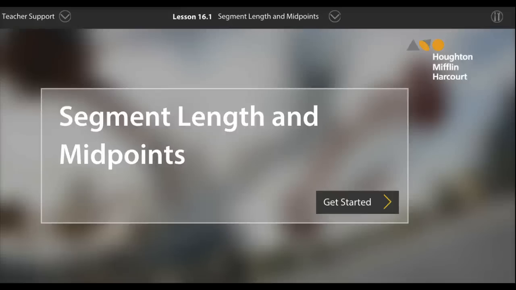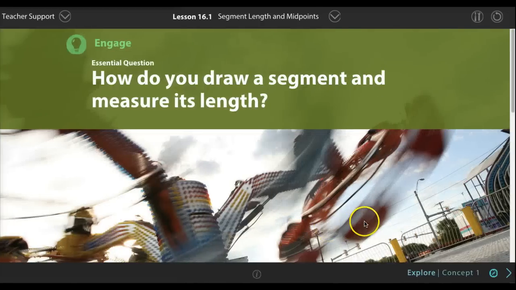Yay! I am so excited to introduce to you Module 16.1, segment lengths and midpoints. Now we're going to geometry, and I just love it because it's so easy. All right, don't forget the essential question. How do you draw a segment and measure its length? Sounds pretty straightforward.